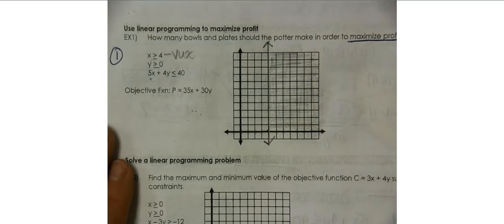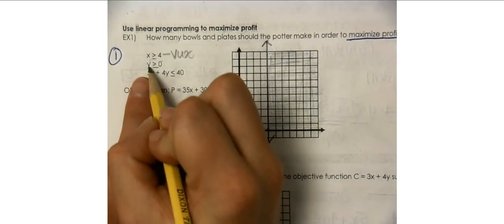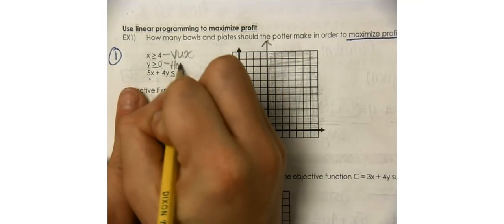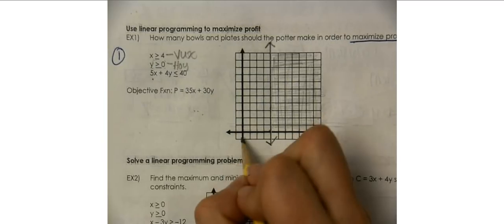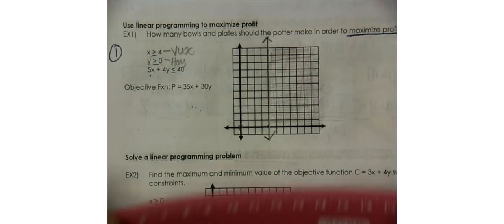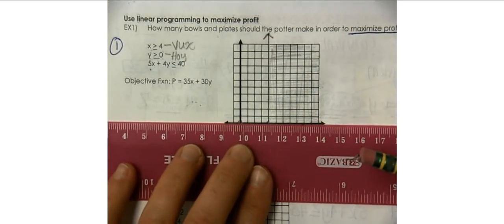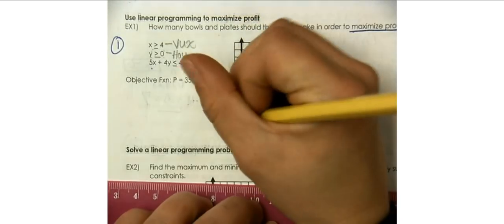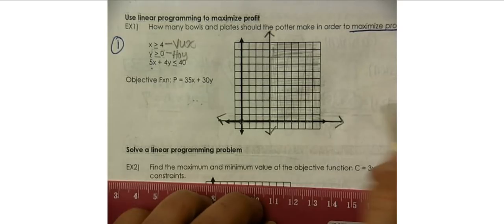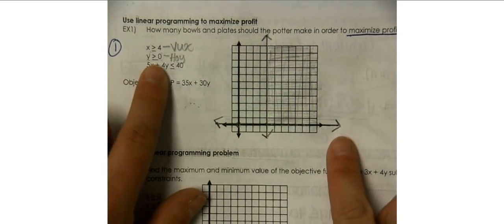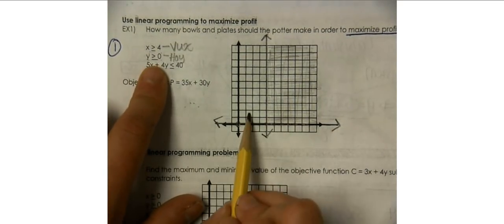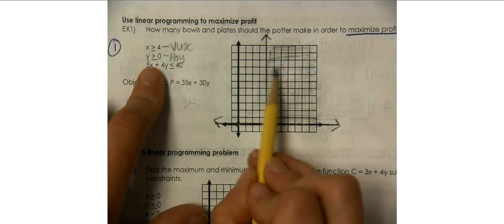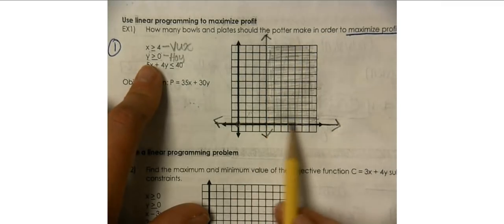Next, I have y is greater than or equal to 0. This is a horizontal line. And so I'm going to go to where y is equal to 0, and I'm going to draw a horizontal line going straight across. And I want all values of y greater than or equal to 0. So I'm not going to shade on this side. I'm only going to shade the region that has the overlap. But I'm still going to only shade lightly because I still have one more function to graph.